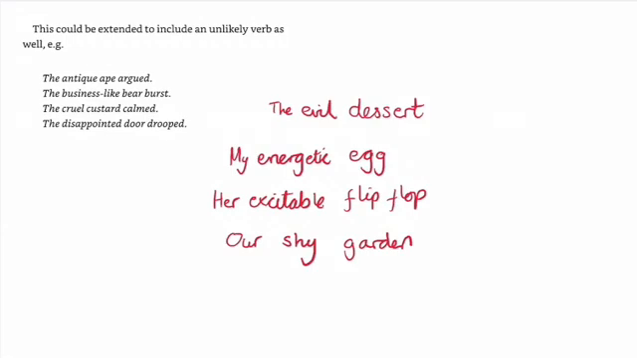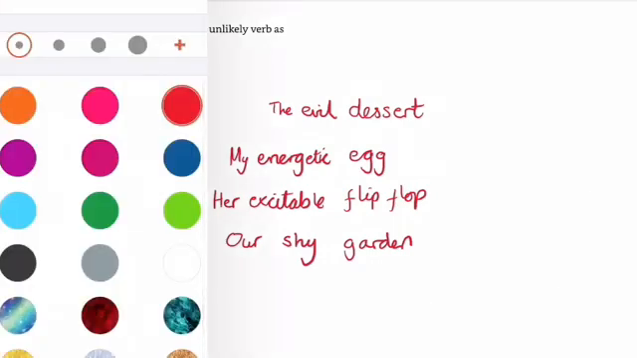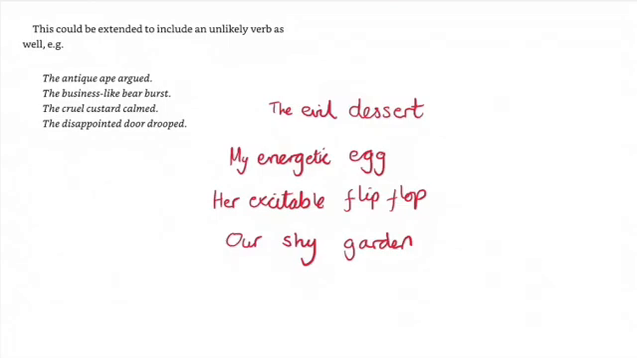So I've got the beginning of my poem now. The evil dessert, my energetic egg, her excitable flip-flop, and our shy garden. Now the next thing we can do is give it a verb. They need to do something. That's the minimum we need to actually turn it into a sentence. Now, I'm going to use green because we tend to use green for verbs. You can just write this in normal writing, or you can underline it in colours or use a coloured pencil if you'd like to. So, my evil dessert has got to do something, preferably something that a dessert wouldn't do.